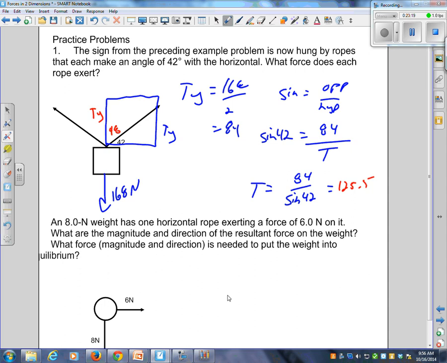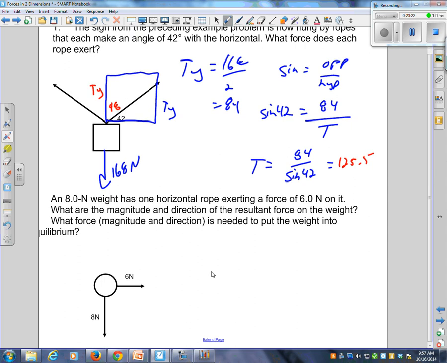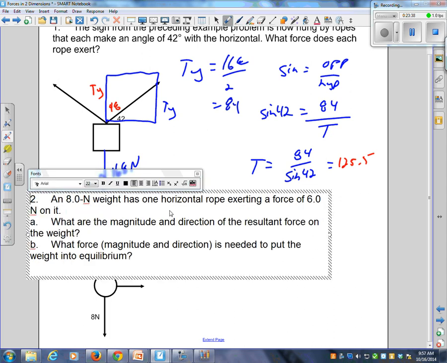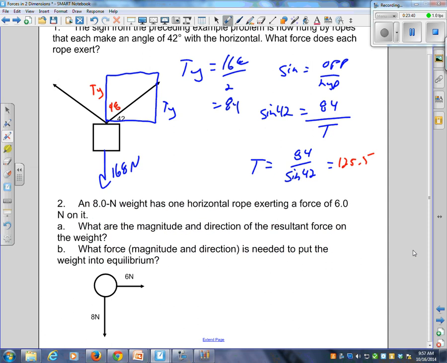Why don't you guys try the second one here? An 8 newton weight has one horizontal rope exerting a force of 6 newtons on it. What are the magnitude and direction of the resultant force on the weight? And what force is needed to put the weight into equilibrium? So we've got an 8 newton weight, so gravity is acting down. And you've got a rope that's attached sideways, or wires rather, and it's pulling 6 newtons to the right.